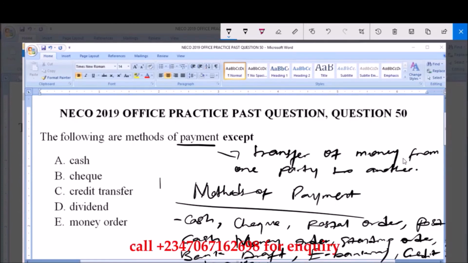Now the question says the following are methods of payments except, that is, which of these options is not a method of payments. A says cash. Cash is a method of payments. B says check, it is a method of payments. C says credit transfer, it is also a method of payments. Now D says dividend. Dividend is not a method of payments.